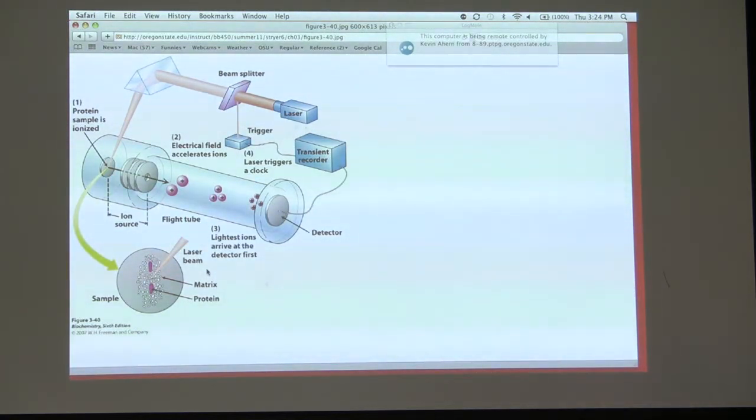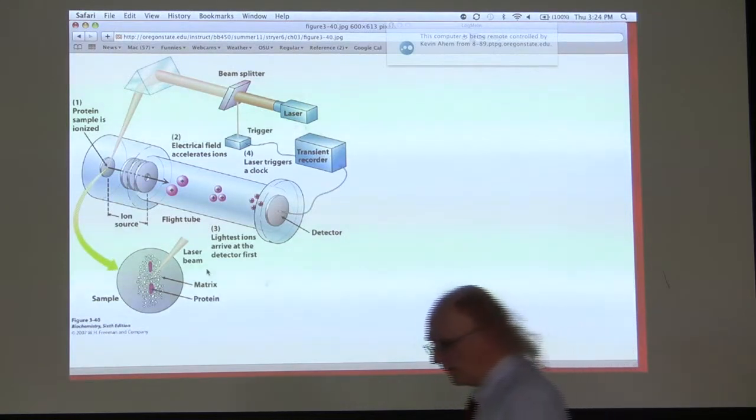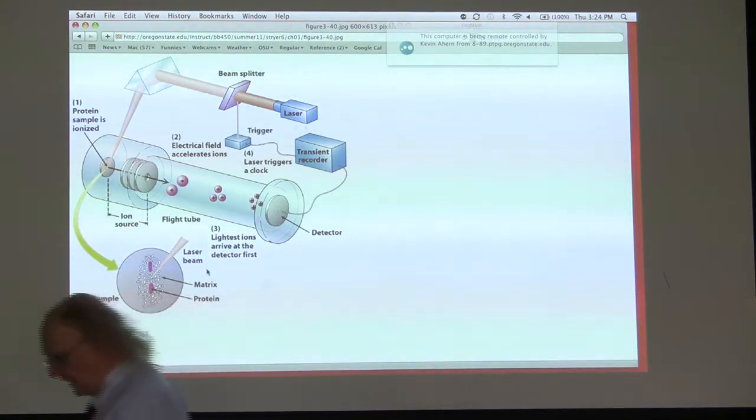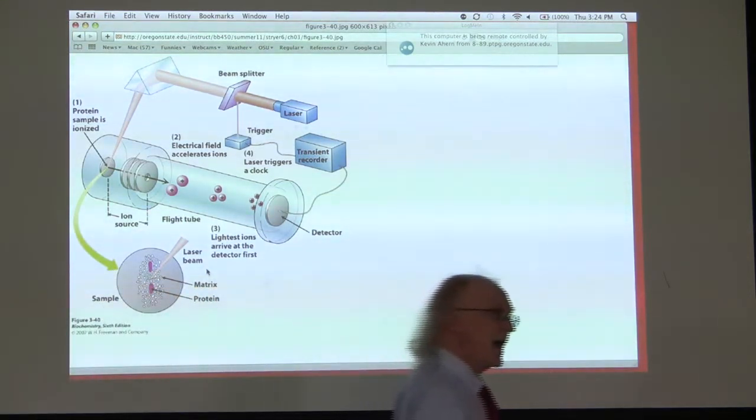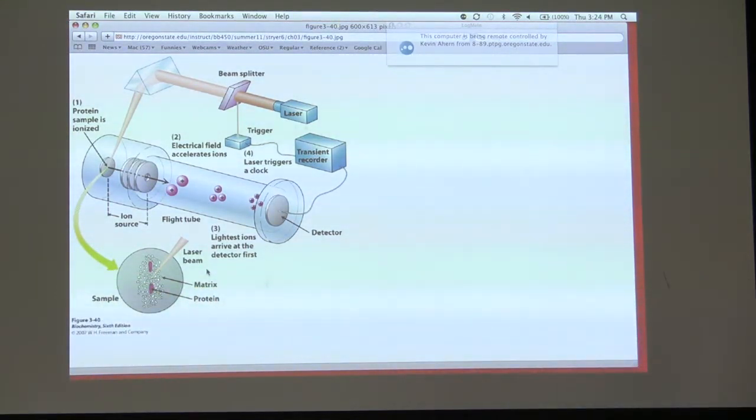So how does MALDI-TOF work? Well, a mass spectrometer basically has a vacuum chamber. And in that vacuum chamber, there are small ions that are ionized forms of the molecule that we're interested in determining the mass of.